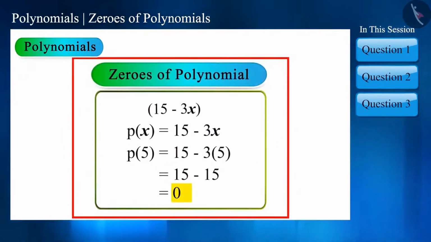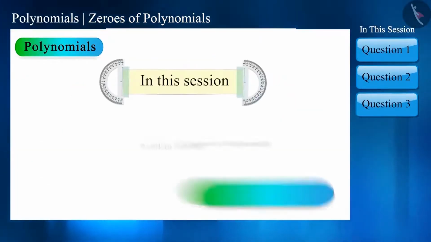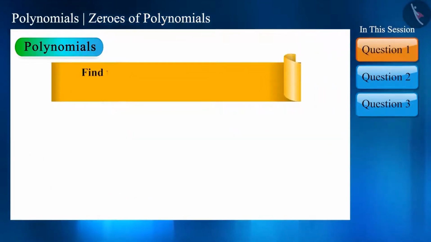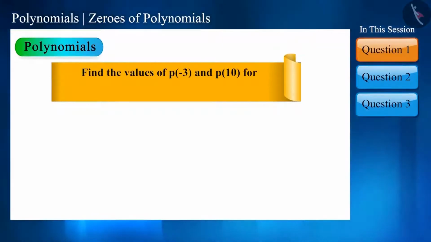In the last video, we studied about the zeros of the polynomials. Today, we will solve few questions based on the same topic. Let us start. Find the values of p of -3 and p of 10 for the polynomial p of y equal to y squared minus 2y plus 3.